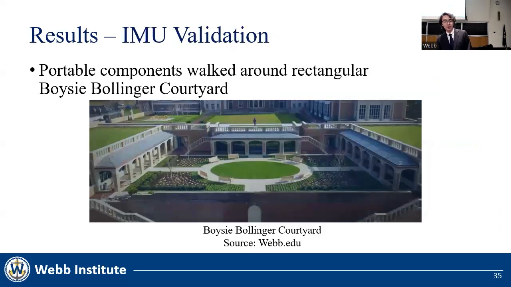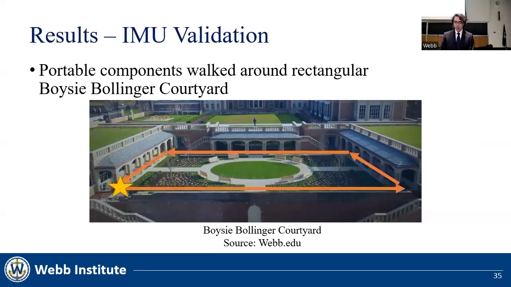To verify the accuracy of the IMU data outputs, several rounds of bench testing were conducted. The culmination of the testing and tuning of the IMU data processing was the full motion test, which took place in the Boise-Bollinger Courtyard at Webb Institute. The control system was reduced into a portable form consisting of an IMU, Arduino, Raspberry Pi, and battery bank, and walked around the rectangular perimeter of the courtyard, where the star represents the start.